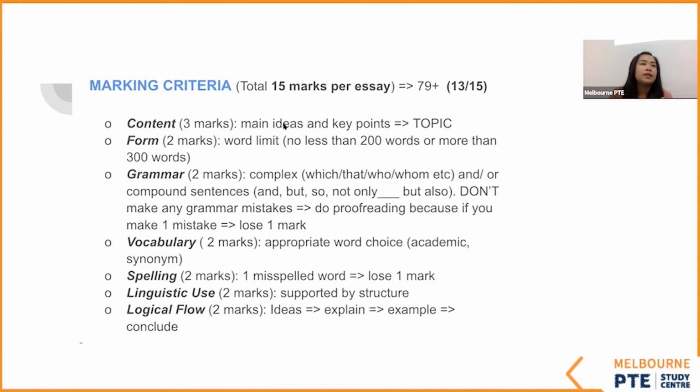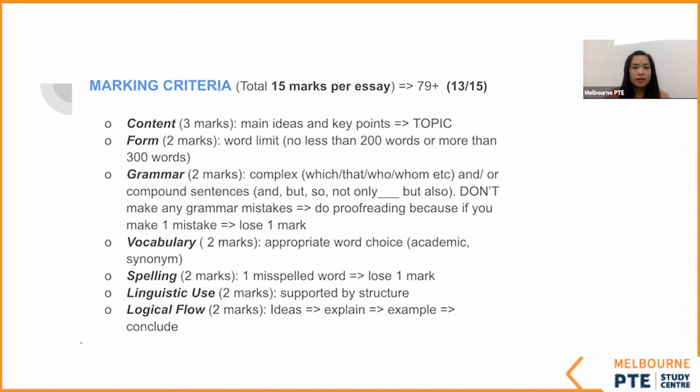Before you write the essay, I want you to understand how the computer marks your essay, right? Maximum for one essay is 15 marks. If you aim for 79 plus, I need you to try your best to get at least 13 out of 15. All right? So that is for those who aim for 79 plus.